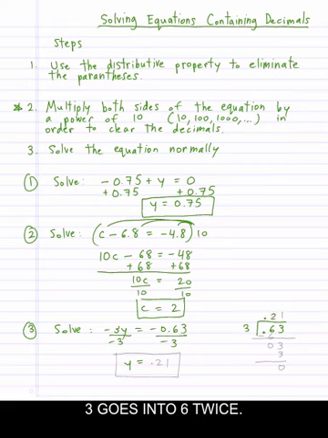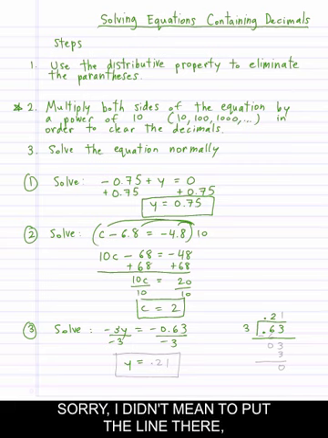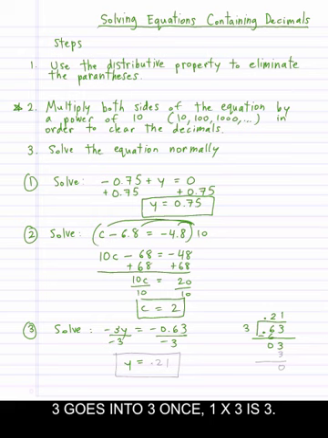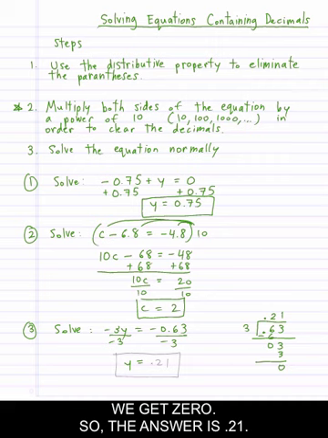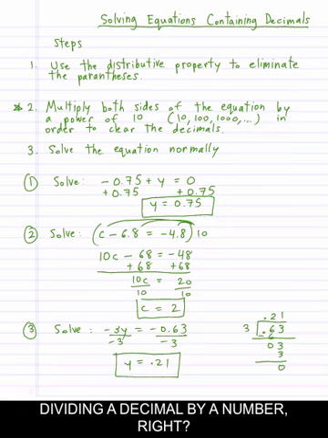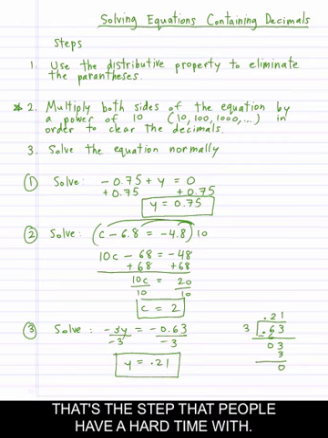3 goes into 6 twice. Sorry, I didn't mean to put the line there. 2 times 3 is 6. Subtract, we get 0, and bring down the 3. 3 goes into 3 once. 1 times 3 is 3. We get 0. So the answer is 0.21. So not too bad, as long as you're comfortable dividing a decimal by a number, right? That's the step that people have a hard time with.